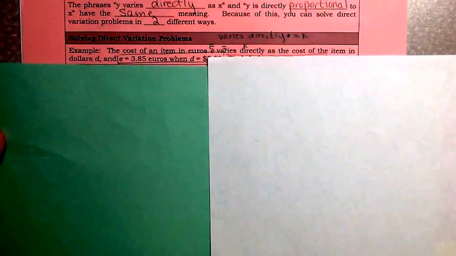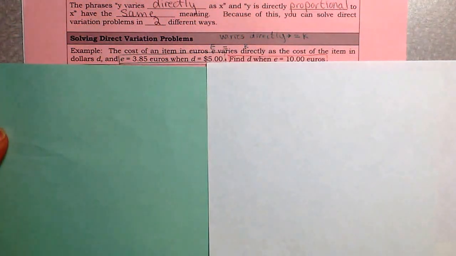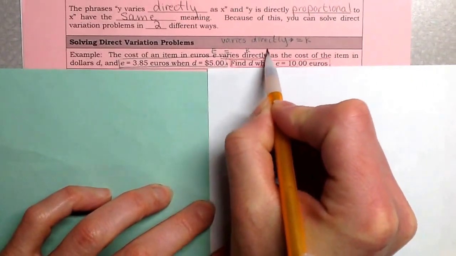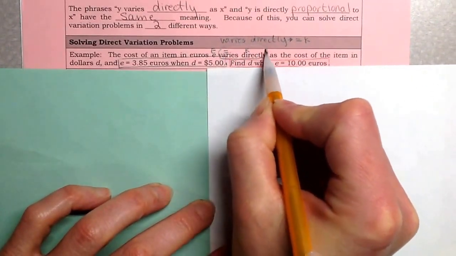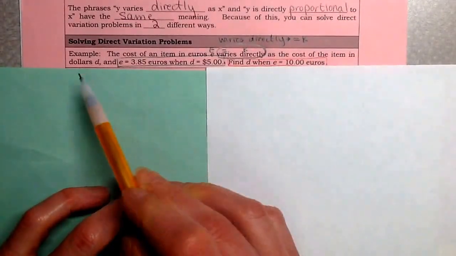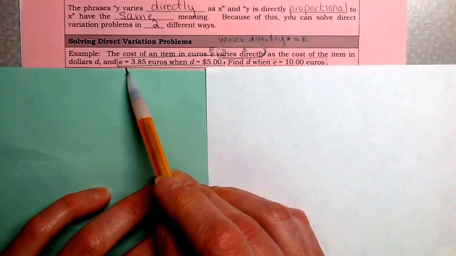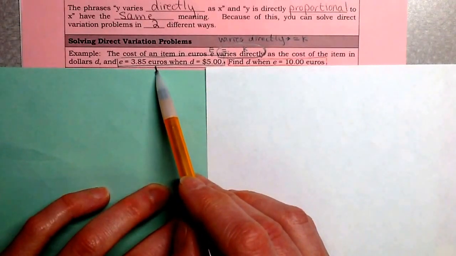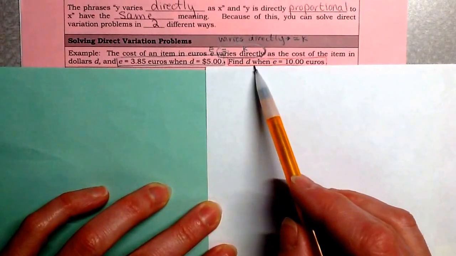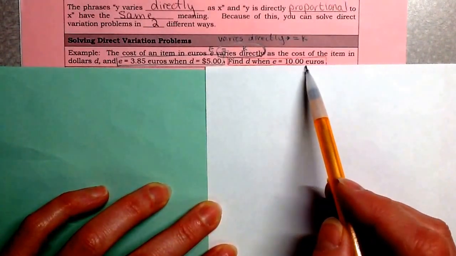Here's an example. The cost of an item in euros varies directly as the cost of the item in dollars. Now, as soon as you see varies directly, you can replace that with equals k. And E equals 2.85 euros when D equals $5. So we want to find D when E equals 10 euros.